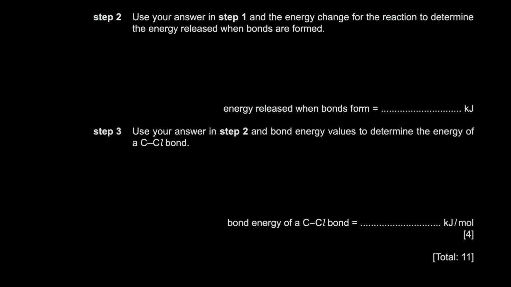All right, over here, they're saying, use your answer in step 1 and the energy change of the reaction to determine the energy released when the bonds are formed. So what they've done is they already have given us delta H. We know that. I think it was negative 180 or something like that. I'll double check. But let's write down the equation. What's the equation? It's delta H equals all the bond breaking energy minus all the energy from bond formation.